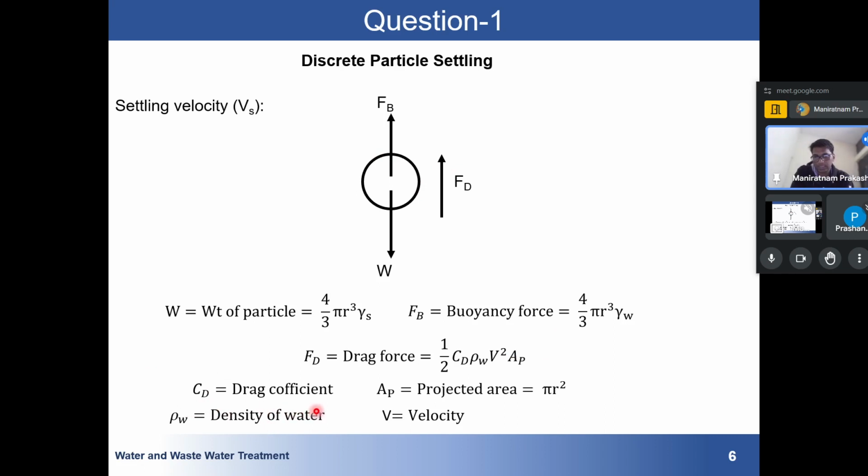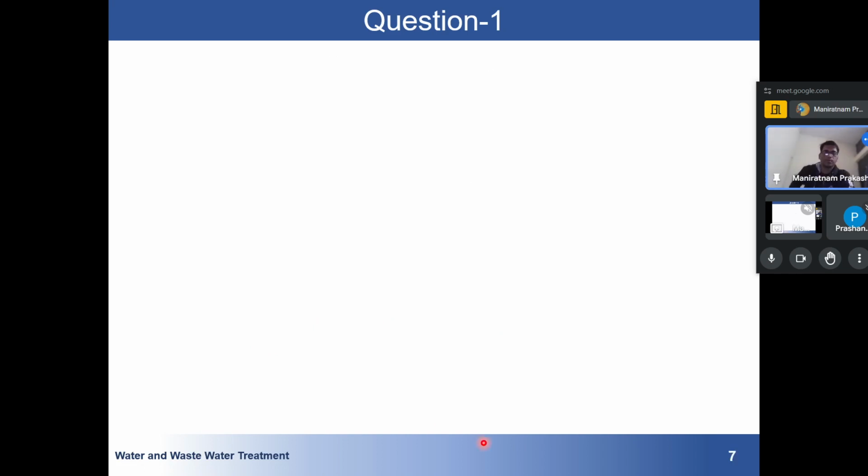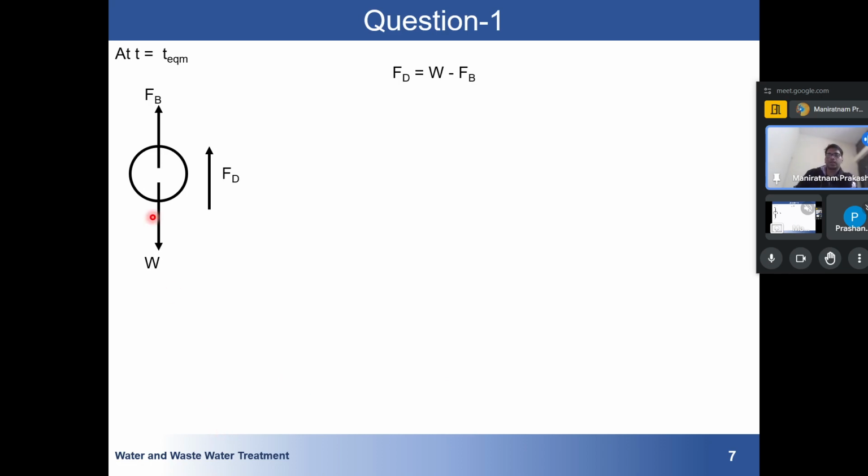So this CD is the drag coefficient, the density of the water, and v is the velocity. So now this particle is settled. After some time it will achieve its equilibrium. At that time all the forces will be equal to each other, which means the upward force will be equal to the downward force.